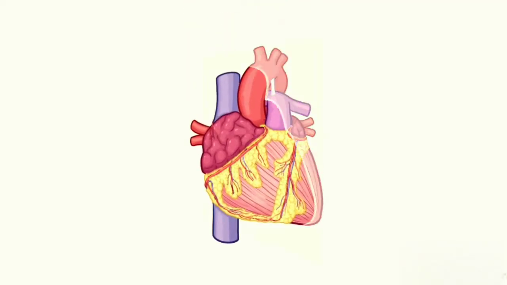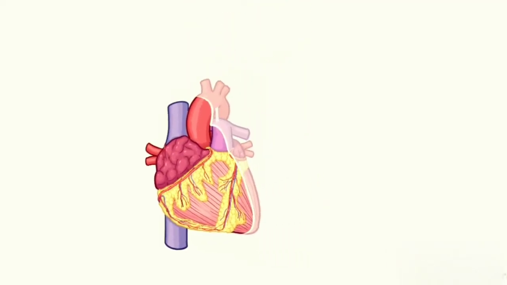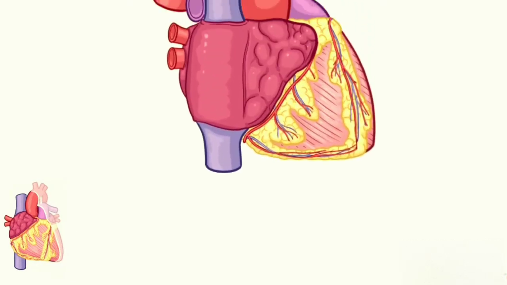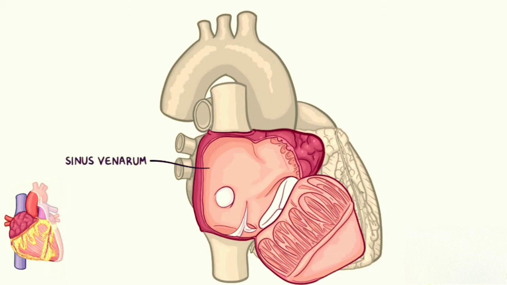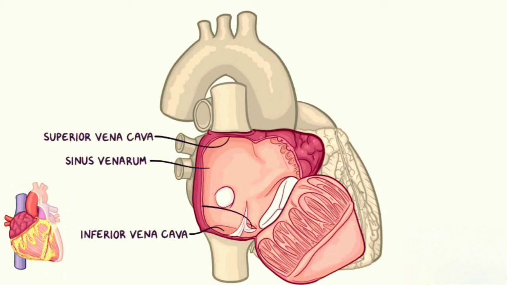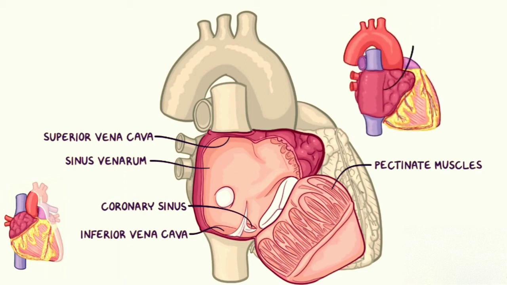This is a right anterolateral view of the heart where we dissected the right atrium in order to see its content. The right atrium has a smooth thin-walled posterior part called the sinus venarum, where both the superior and inferior vena cava as well as the coronary sinus open. Then there is the rough muscular anterior part formed by the pectinate muscles. Externally, the smooth and the rough parts of the atrium are separated by a vertical shallow groove called the sulcus terminalis.